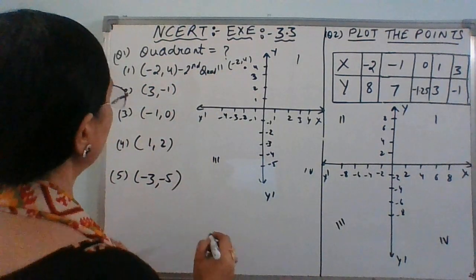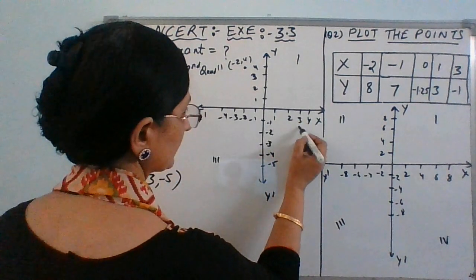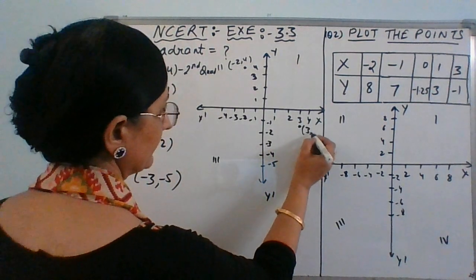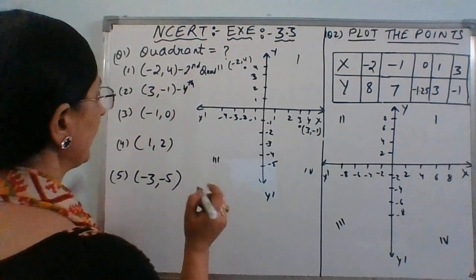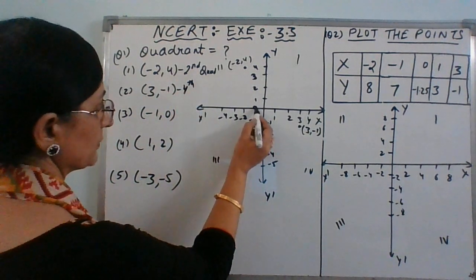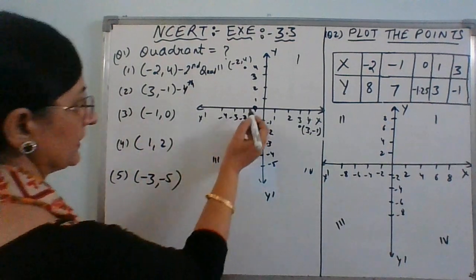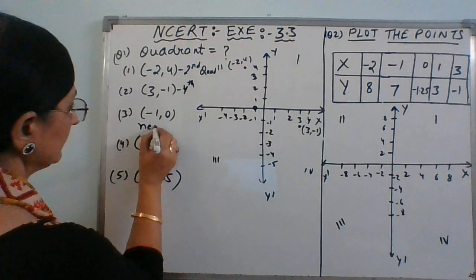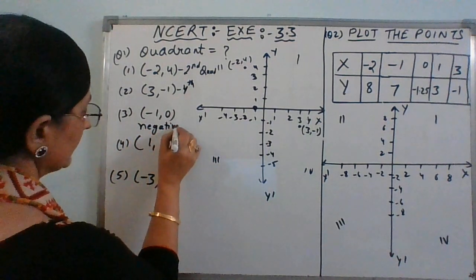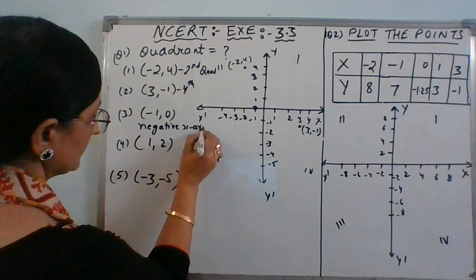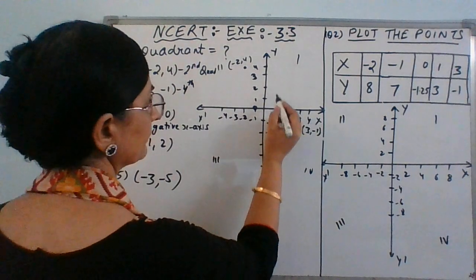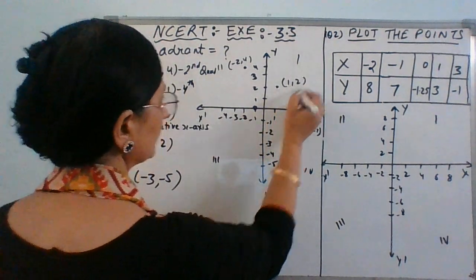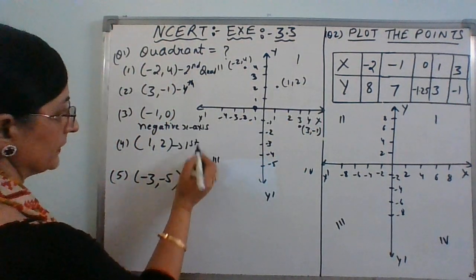Okay, now (3, -1). Here it's 3, here it's -1. So (3, -1) is in the fourth quadrant. (-1, 0) is this point, right? We write negative x-axis. So it doesn't lie on a quadrant but on the negative x-axis. Now (1, 2), here 1 and here 2. This is (1, 2). It lies in the first quadrant.